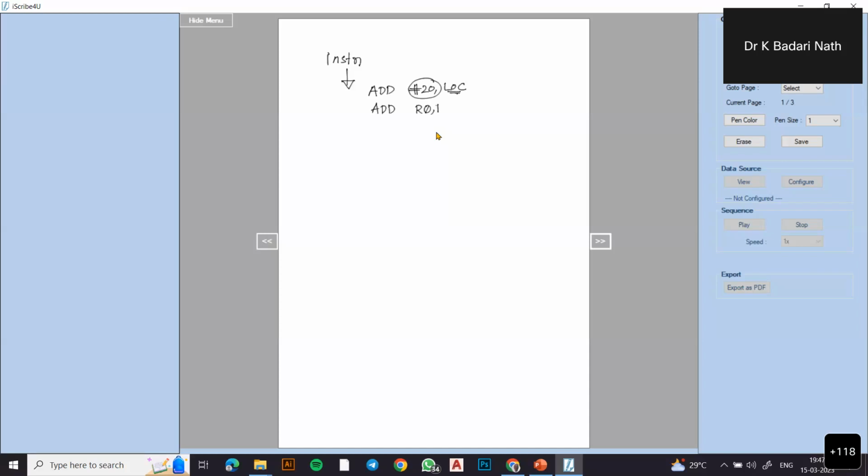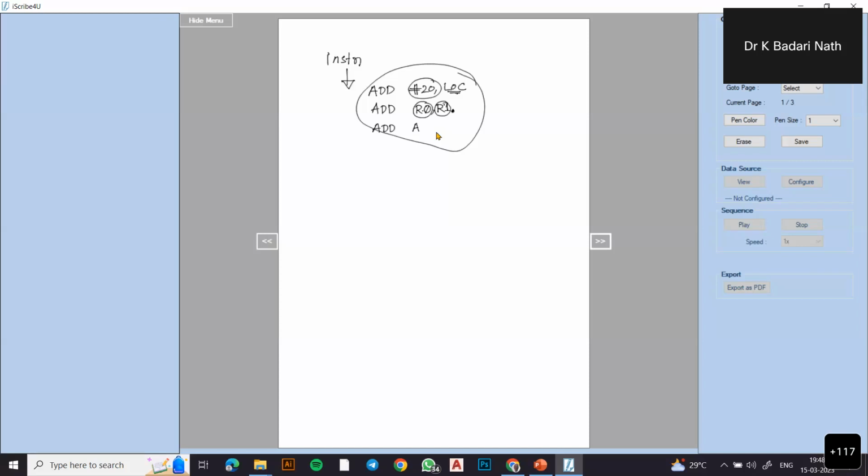If I write add R0, R1, with only 2 operands, that means I am adding the contents of R0 to R1 and storing the answer back in R1. If I write only one operand, add A, that means adding the contents of memory location A to some other implied place, and the answer is stored at the implied place. So that means we will be writing instructions like this.